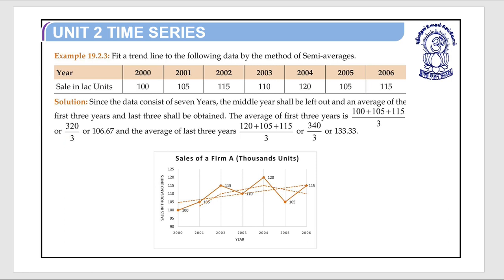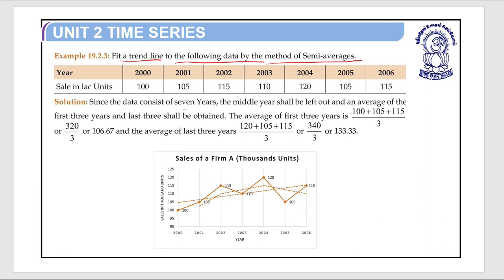So now see the example. Fit a trend line to the following data by the method of semi-averages. Here mentioned a semi-averages method. Year 2000 to 2006, sales in lakh units: 100, 105, 115, 110, 120, 105 and 115.